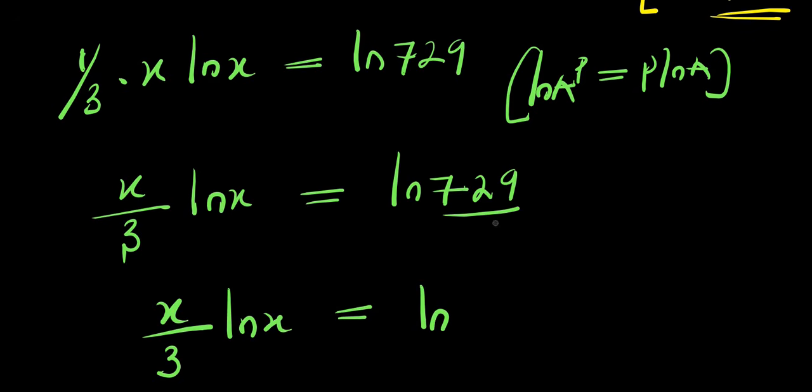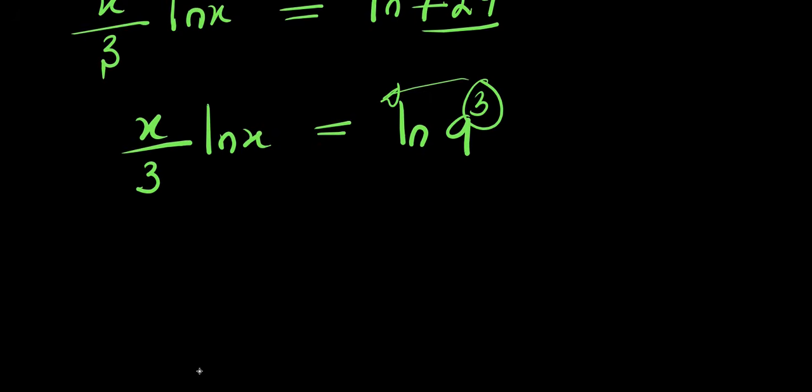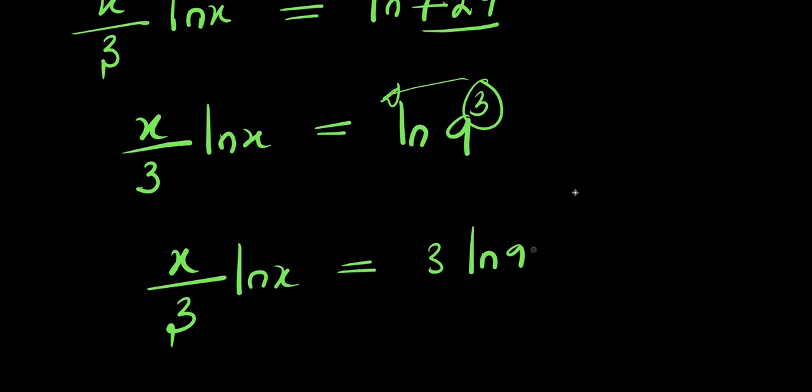So from here we have x divided by 3 times natural log of x equals natural log of 7 to 9, which is just like having 9 power 3. That is 9 times 9, that is 81. 81 times 9, that is 7 to 9. So that means this 3 will also come behind this based on this identity. So we are simply going to have x over 3 times natural log of x equals 3 times natural log of 9.